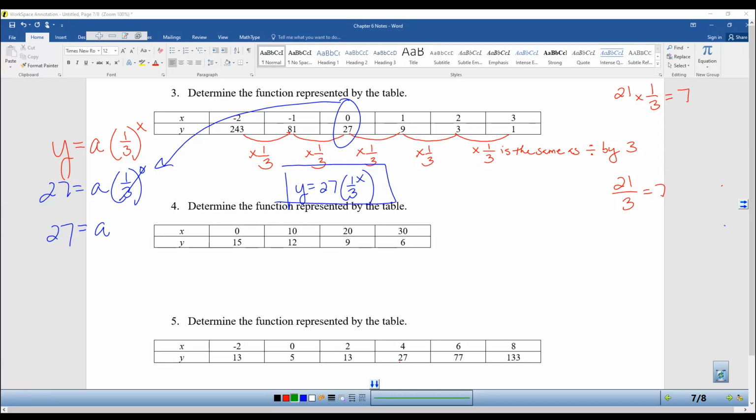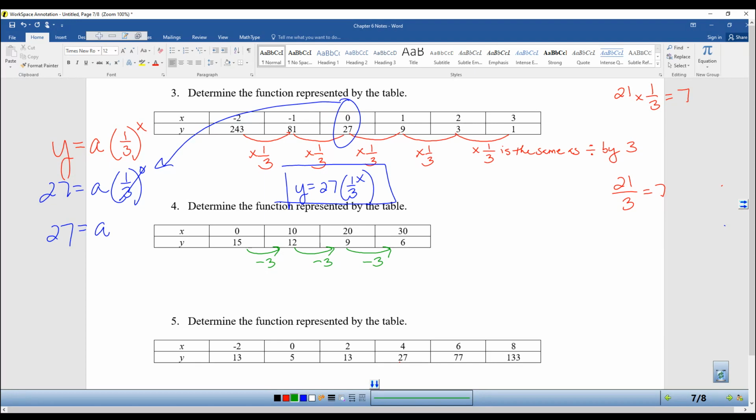Number 4. So I'm going to look at this, and I'm going to try and figure out how to get from here to here. Do I add each time, subtract each time, multiply each time, or divide? Well, you've got to start with the easiest one. It's definitely going down, so it's either divide or subtract. And since it's going down by 3 each time, I can just go ahead and use that. I don't need to do multiplication or division.